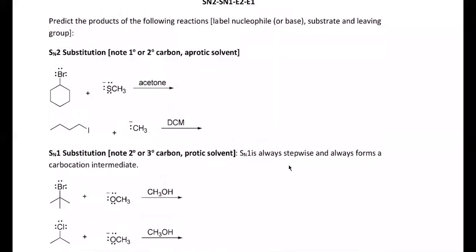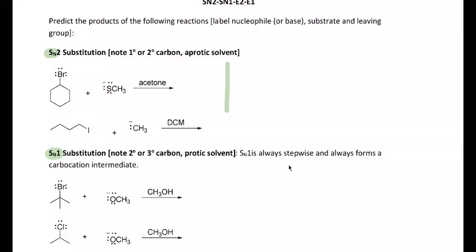So substitution, and this is a long handout. I think I abbreviated it for this class. I also teach this in part 2 as well, so I'm not going to go into as much detail as I did with part 2. But we're going to just learn the basics of substitution and elimination. All right, so there are 2 types of substitution that we're going to discuss. One of them is SN2, the other one is SN1.